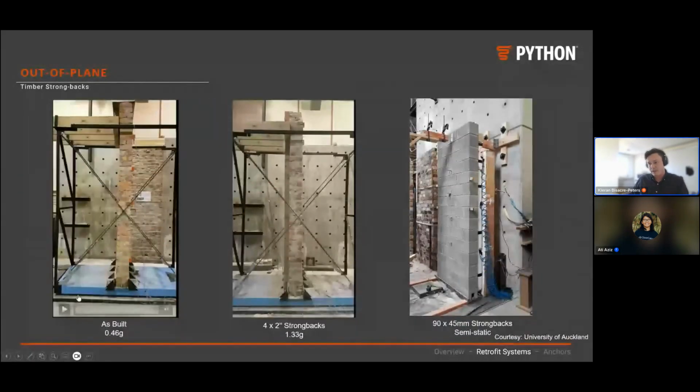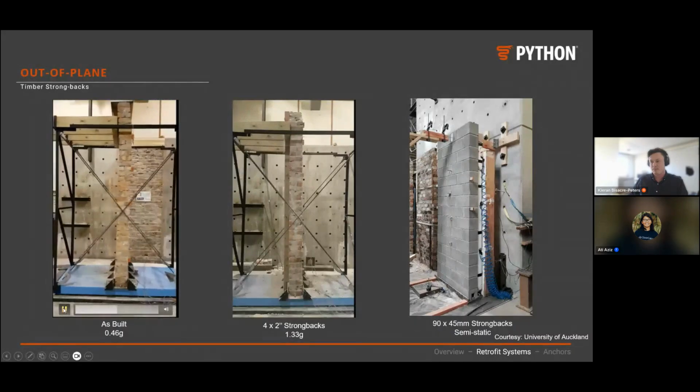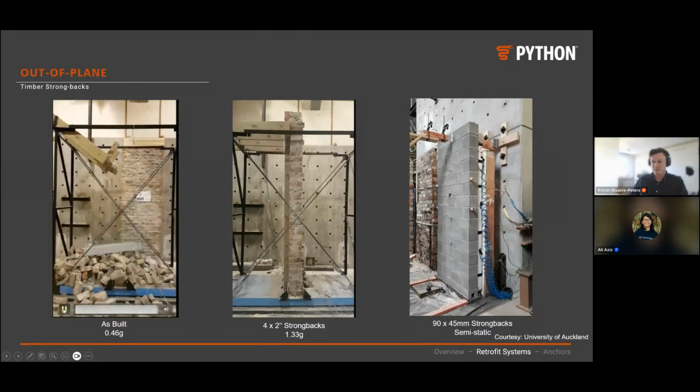So here are a couple of the testing videos of this retrofit technique. On the left here, we have an as-built wall, a 3-meter high wall with a diaphragm to wall connection at the top, and that's been shaken on a shake table. Quite a catastrophic failure at a relatively low acceleration.